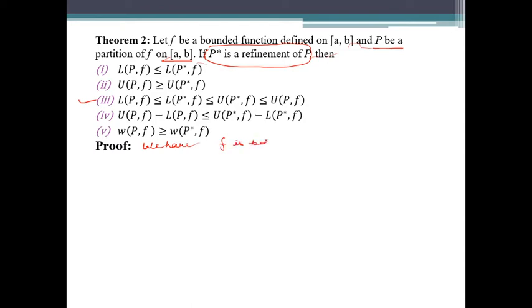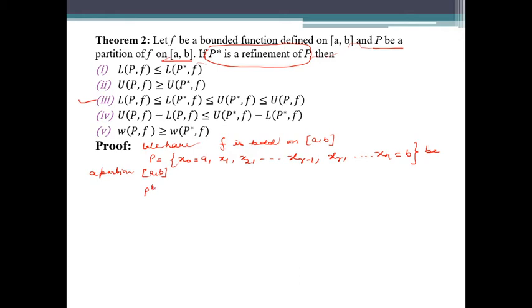on the closed interval [a, b], and let P equal to x naught equals a, x1, x2, up to x r minus 1, x r, up to xn equal to b, be a partition of the closed interval [a, b], and we suppose that P star is a refinement of this partition P.